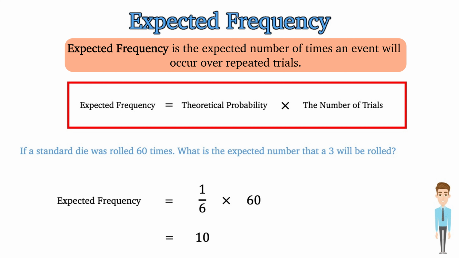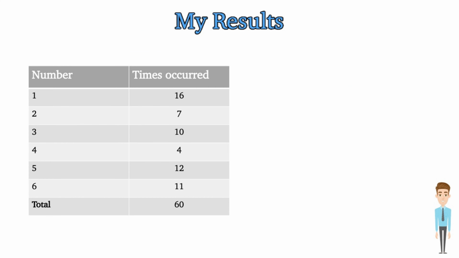I had to see if this was true. I completed the experiment. Here were my results. 3 did indeed appear 10 times. However, this may have been lucky. It is never certain what will appear each roll.